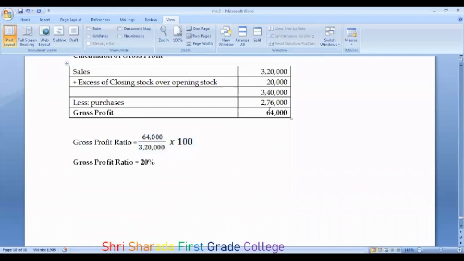Profit you have calculated is 64,000, and the sales you have also calculated as 3,20,000, which comes to around 20%. This ratio, the gross profit ratio, is also important. Make a note, this is one of the very important adjustments. Whenever there is any excess, it will be deducted. Whenever there is a reduction of closing stock, it will be minus. Clear?